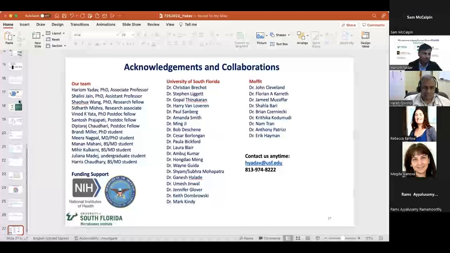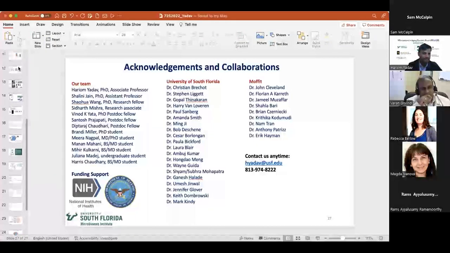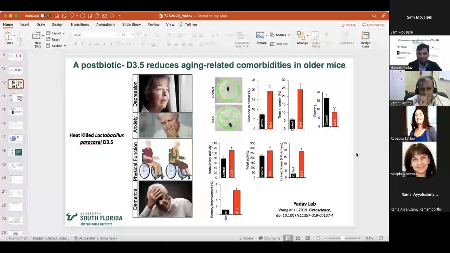Let's go back. Okay. So the question is about the error bars here. These error bars are plotted as standard error of the mean, and we had around 8 to 10 mice in each group.